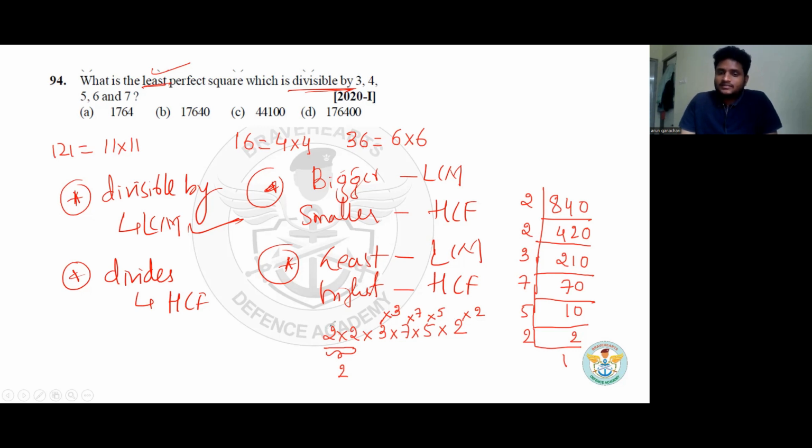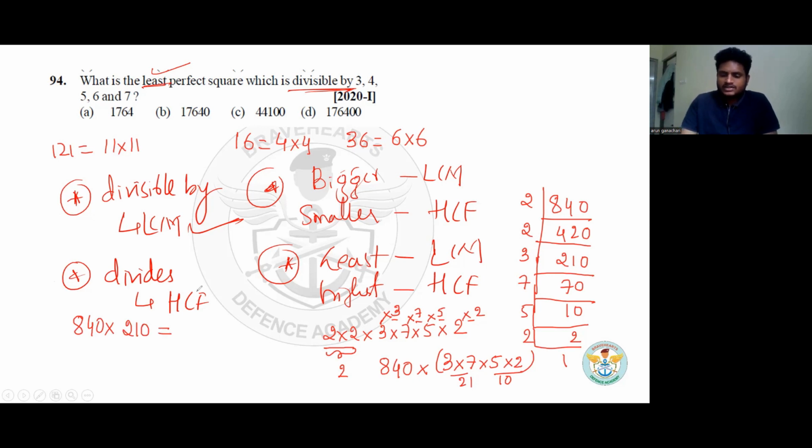Now what is the LCM? LCM was 840. Yes or no? We have to multiply this extra part. What is that extra part? 3, 7, 5, 2. 3 into 7 into 5 into 2. So 5 into 2 is how much? 10. 3 into 7 is 21. So my final answer will be 840 into 210.